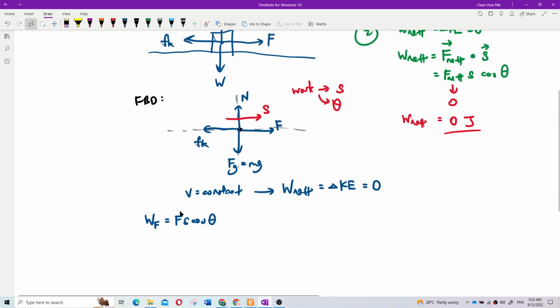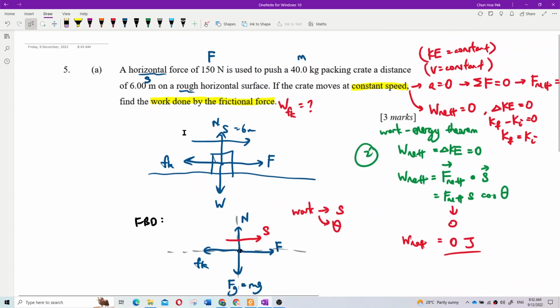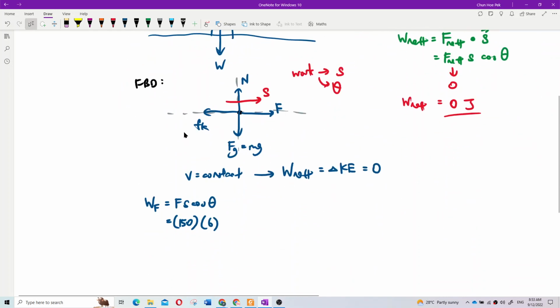So just now the force is 150 Newton, and the displacement is 6 meter. Cosine, what angle, class? What angle between F and S? 0 degree. So it is 150 multiply 6, cosine 0 is 1, isn't it? So this is positive 900 joule.